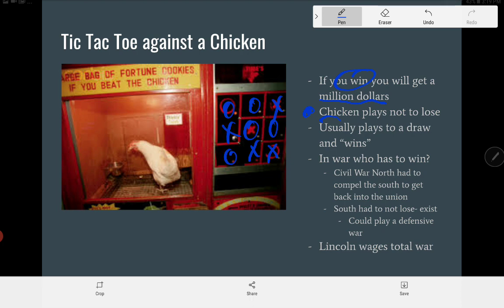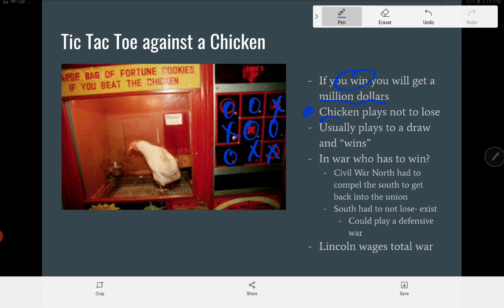What is my point? The chicken wasn't even really playing to not lose. The chicken was playing for some food that showed up anyway. My point is the South didn't have to win. The South had to just not lose. They were the chicken in this case. They had to just play to not lose. If they continued existing, they continued winning.